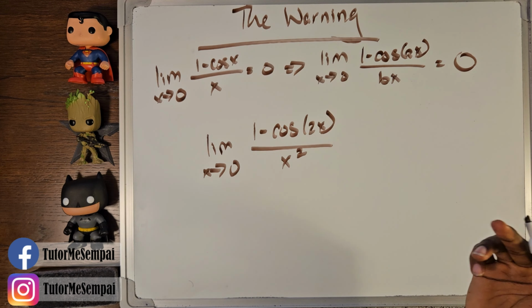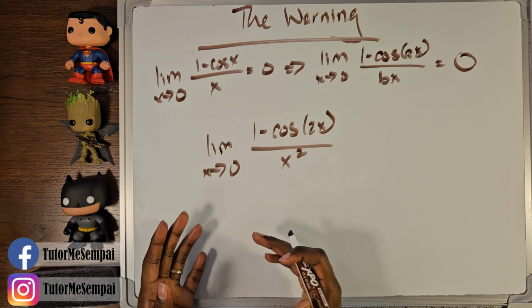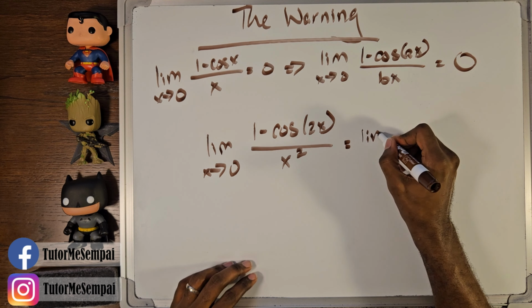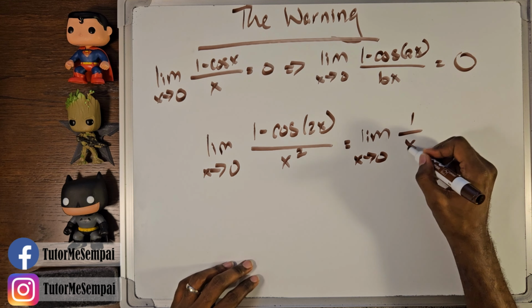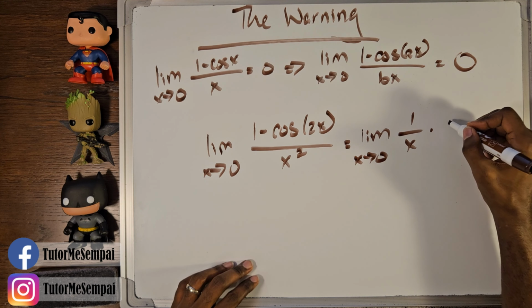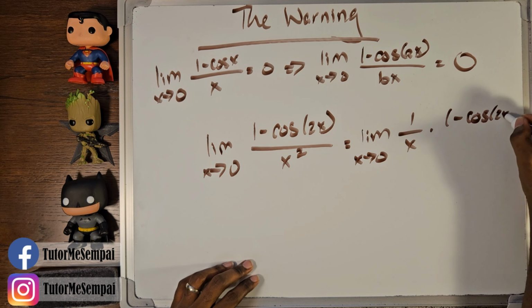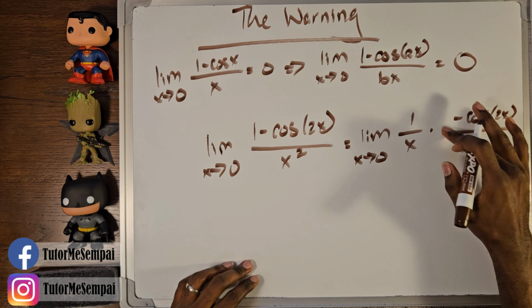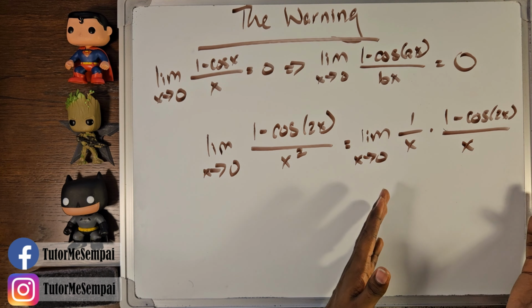And you may think, well, okay, that's fine. What if I just factor out one of the x's, right? So I can easily rewrite this as the limit as x goes to 0 of 1 over x times 1 minus cosine of 2x all over x, right? I can do something like this and then break up our limits, right?